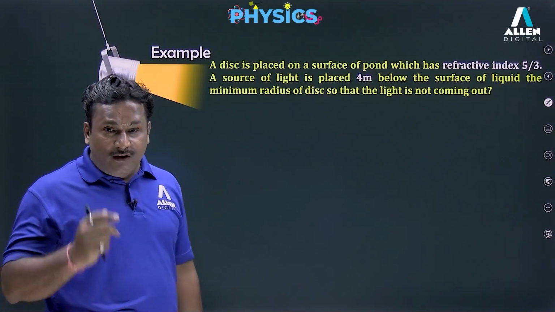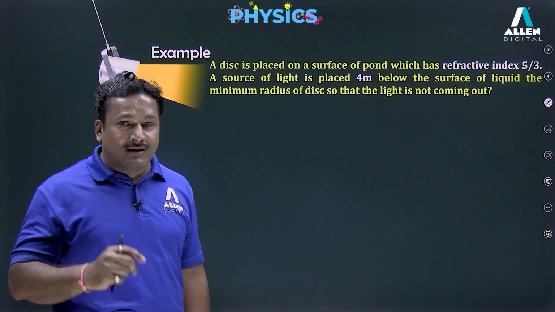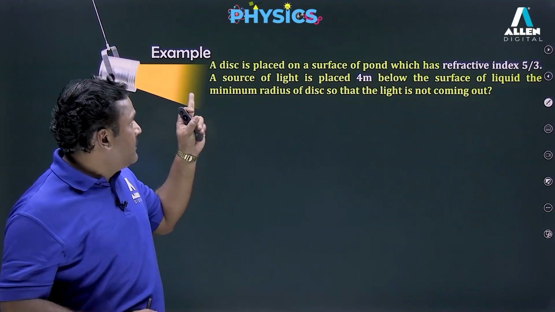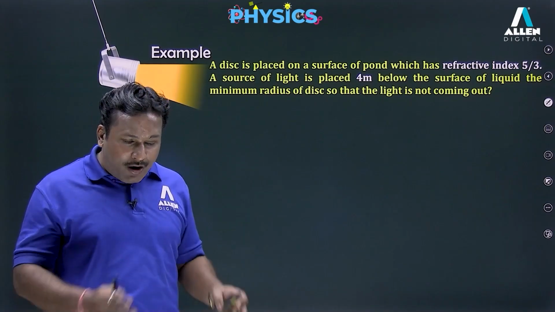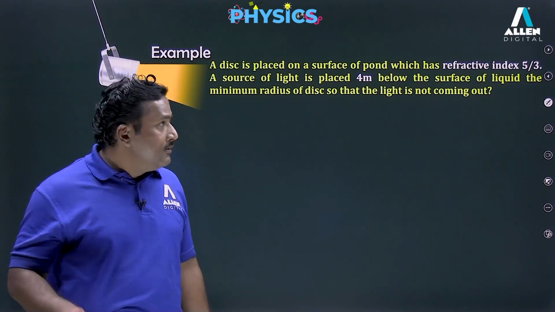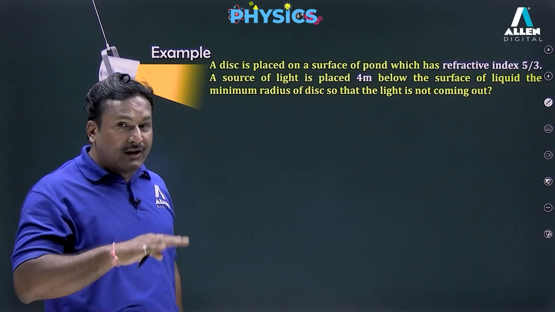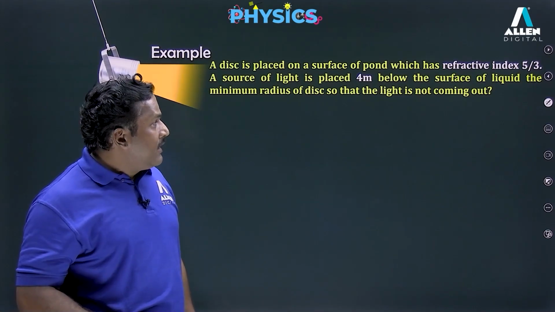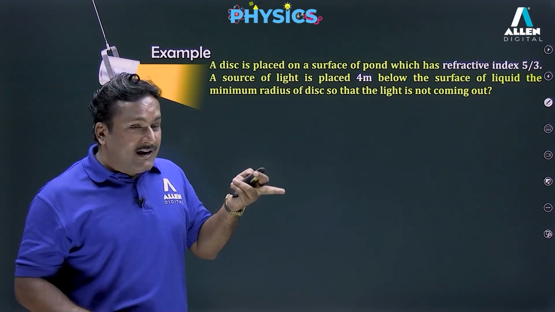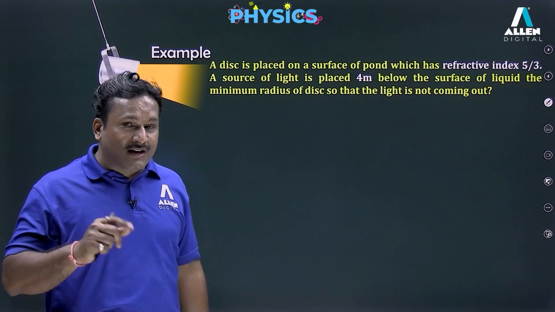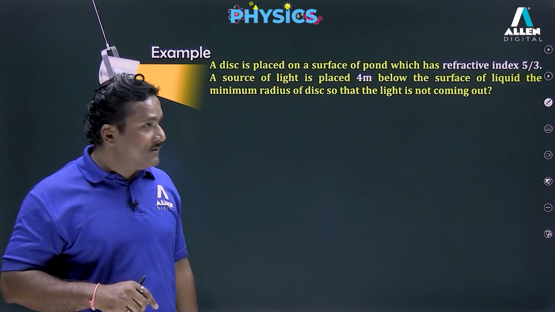Here you can see, some question is coming straight away based upon total internal reflection. Let us check the question. A disc is placed onto the surface of a pond. Water is filled in the pond, and the disc is floating on the surface. The water inside the pond has a refractive index of 4/3.